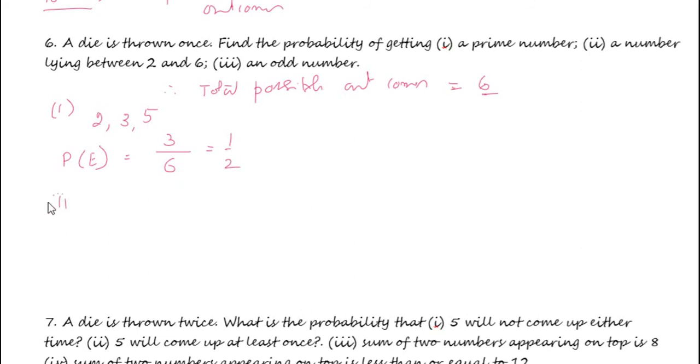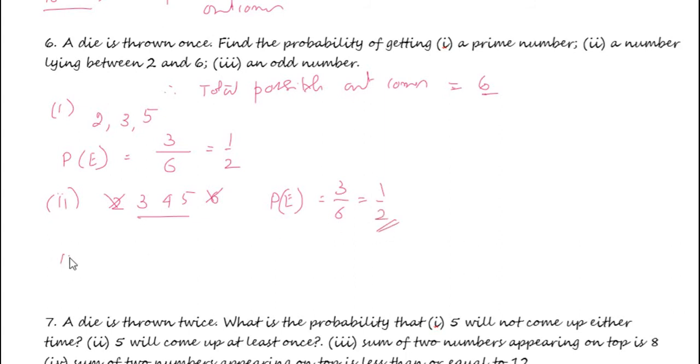Second one. A number lying between 2 and 6. 2 and 6 are not included. What are the other numbers included? 3, 4 and 5. 3 numbers. So here also PE, probability of this event, equal to 3 divided by 6 equal to half.